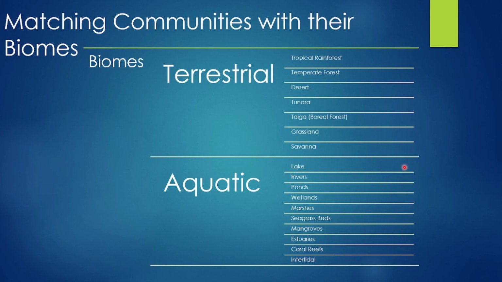And for a comprehensive list, this is the matching of communities with their biomes. There are organisms, or species rather, that are best suited and well adapted to these biomes. As a breakdown, we have the terrestrial biomes and the aquatic biomes. The aquatic biomes we will further divide into the freshwater and the marine, but all in all, these are what we consider the aquatic biomes, and these are the terrestrial biomes.